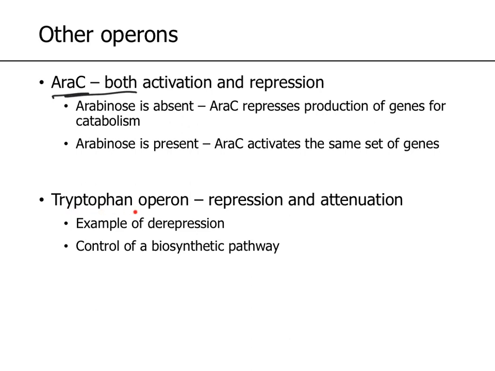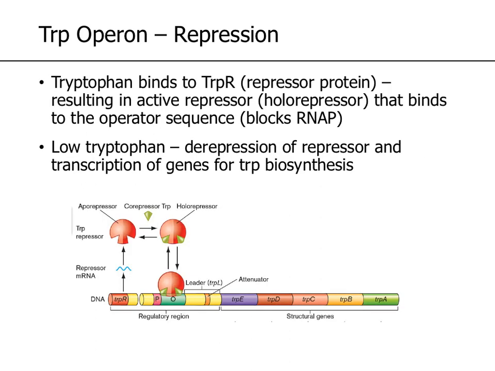The one that we are going to talk about now has an example of derepression. This is the tryptophan operon. It's also kind of unique because it has both repression, so protein repression, and then attenuation, which is an RNA mechanism. Instead of controlling catabolic enzymes, this one is actually controlling a biosynthetic pathway, so it needs to make tryptophan.